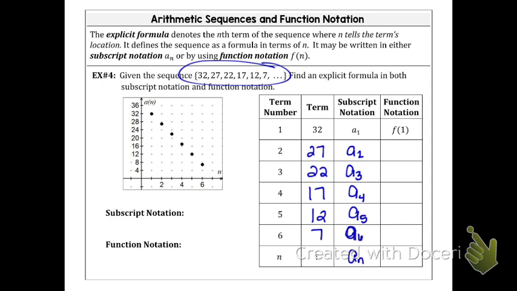And then it wants function notation. Well, the first term is f of 1, so the second term will be f of 2, third term is f of 3, fourth term is f of 4, fifth term is f of 5, sixth term is f of 6, and the nth term would just be f of n.